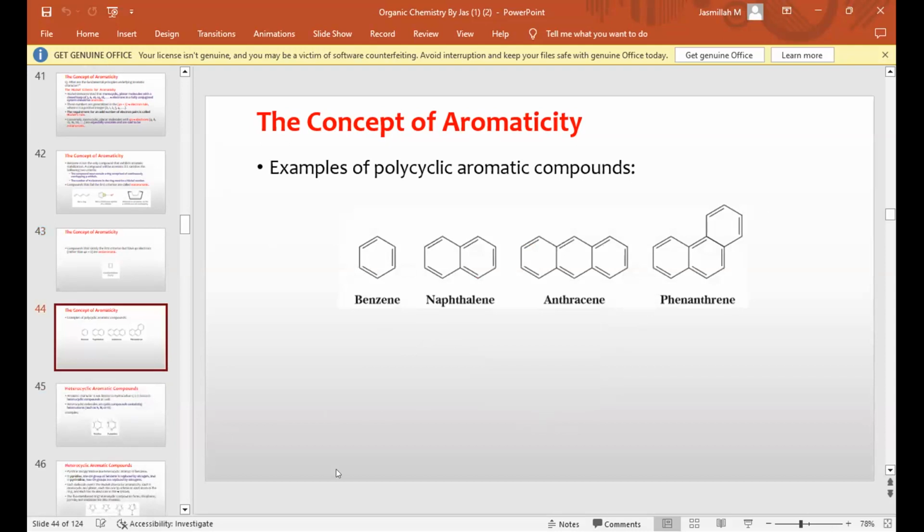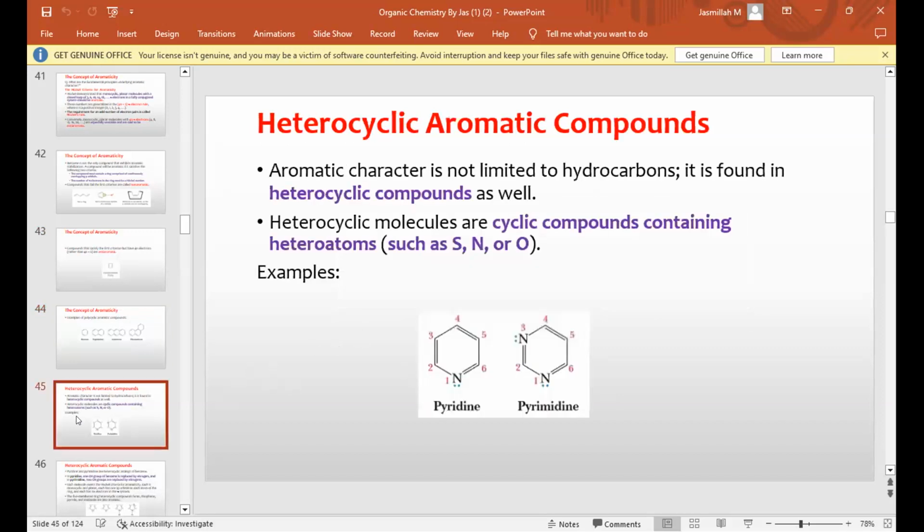Okay, so these are examples of polycyclic compounds. Yesterday we said polycyclic aromatic compounds are compounds that have more than 1 ring. Examples are naphthalene, anthracene, and even this one. You see all of these are still aromatic because they have overlapping pi bonds and continuous pi electrons with the double bonds. Then heterocyclic aromatic compounds.